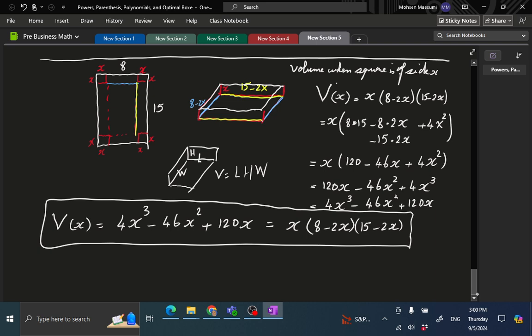Remember, we had a design consideration. What size to cut? Size, we take it to be x. We worked out the volume. Whatever x you decide, this would be the volume. Now, the next big question is, what x is the best x? That's the optimal design.